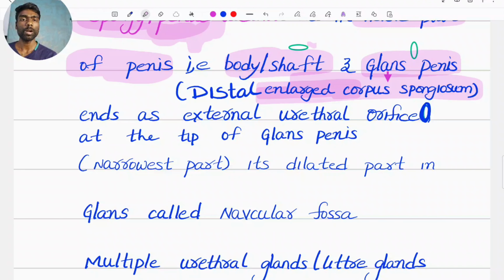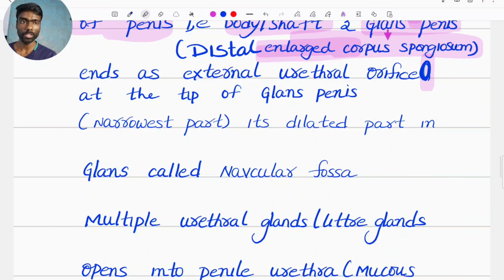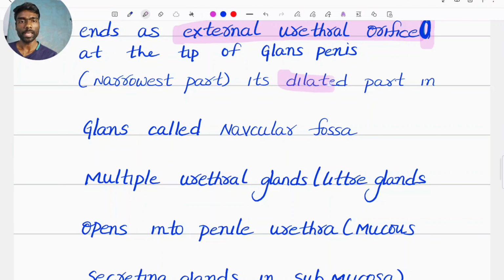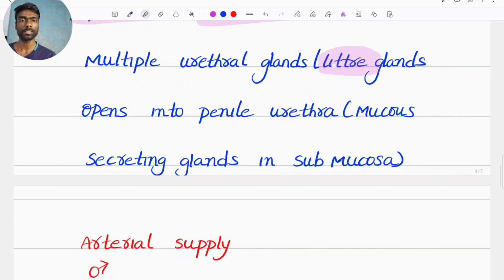Here, in cross section of the body or shaft of penis, the corpus spongiosum urethra is transverse slit-like. In the glans and external urethral orifice, it is vertical slit-like. What is the narrowest part of the urethra? Nothing but the external urethral orifice. The penile urethra is dilated in the glans, called the navicular fossa. Multiple urethral glands, also known as Littre's glands, open into the penile urethra, which are nothing but mucus secreting glands present in the submucosa of the urethra.